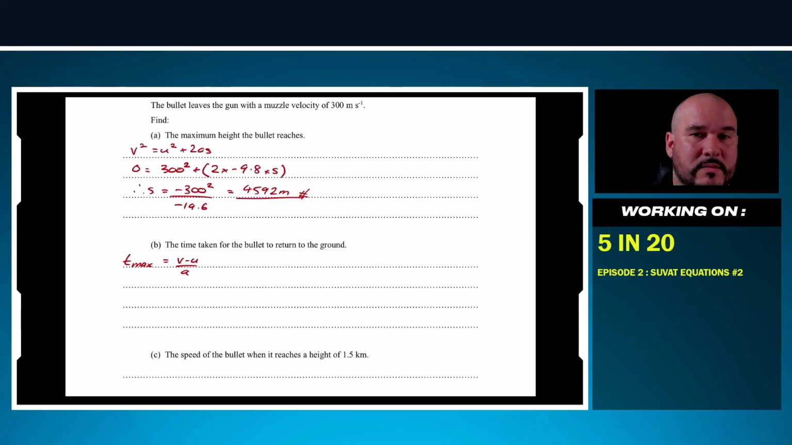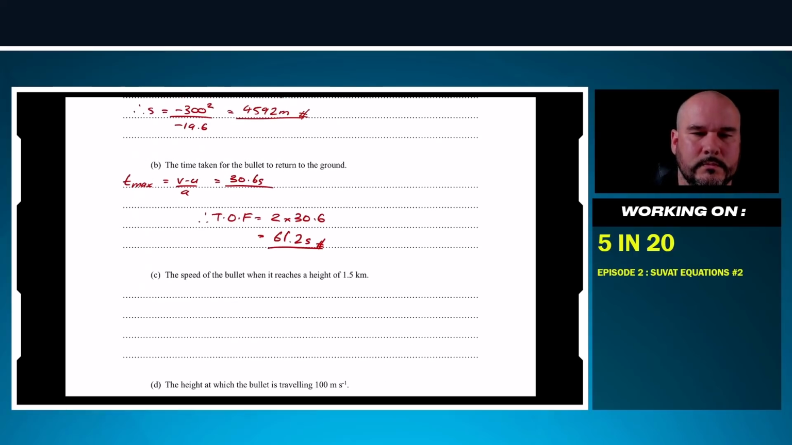T max is V minus U over A. T max is our time to maximum height, which again, same condition as part A, that is V is equal to 0. We get 30.6 seconds for maximum height. Therefore, the time of flight is just 2 times that. Time taken to go up is equal to time taken to go down, so we end up with a time of flight of about 61 seconds.